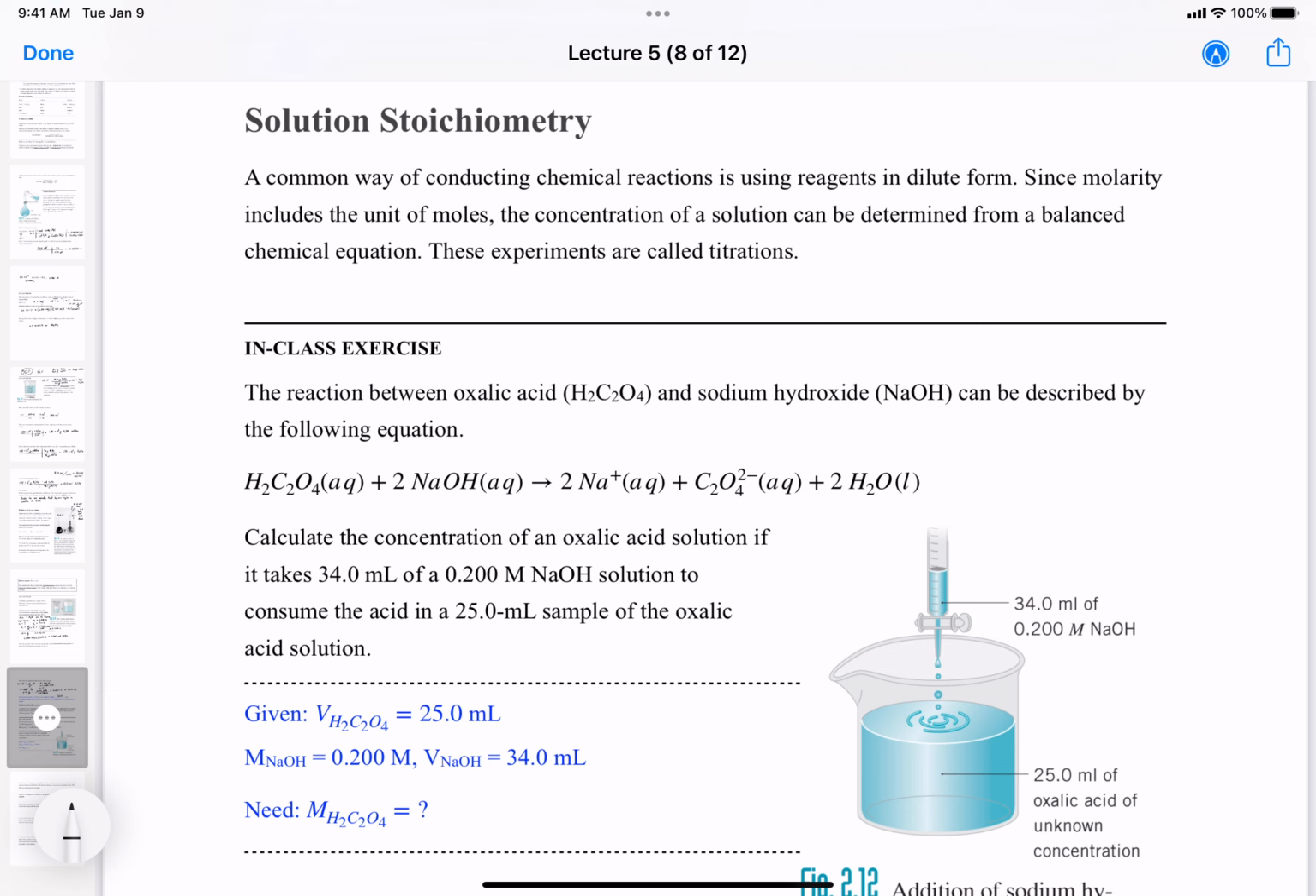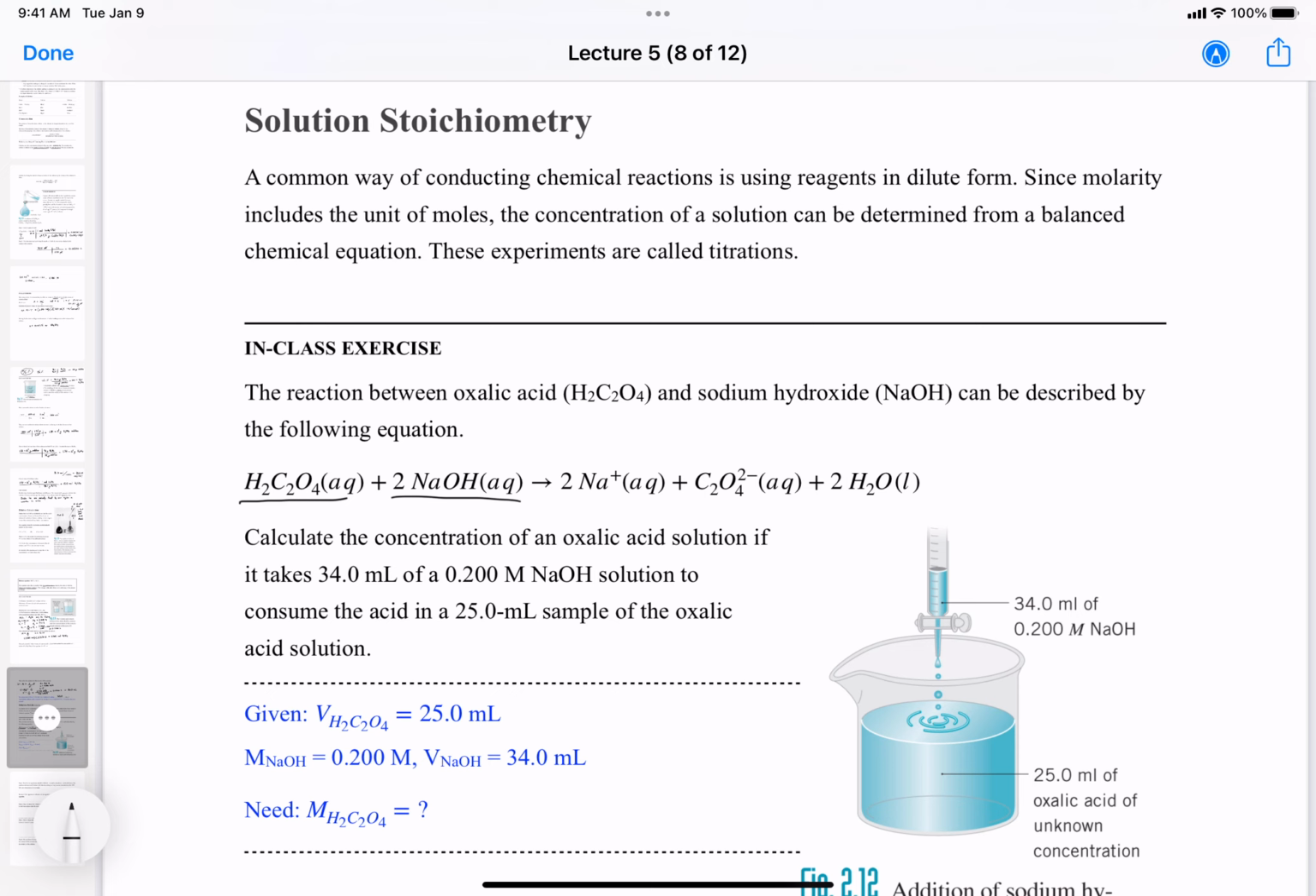Okay, so let's get started here. The reaction between oxalic acid and sodium hydroxide can be described by the following equation. We have oxalic acid reacting with sodium hydroxide. That's what we call an acid-base reaction. We'll go over chemical reactions in the next lecture, including a number of different types of reactions that happen in aqueous solution, and we'll actually be doing an experiment exploring these reactions. So that will be fun.